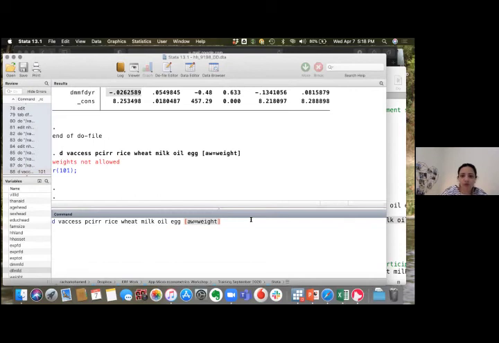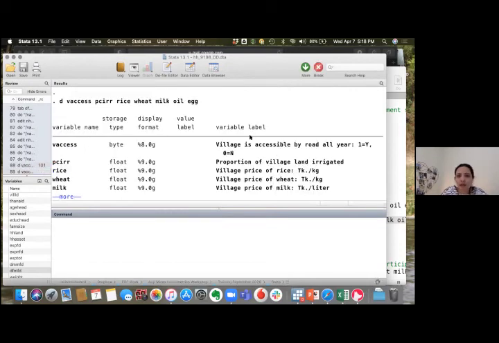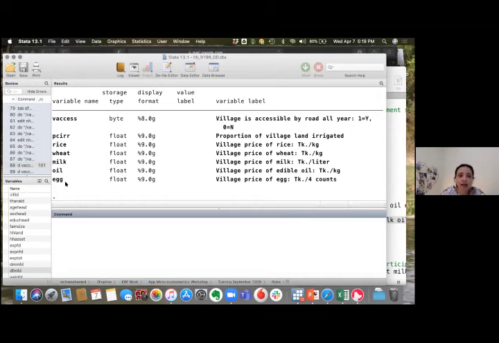We include as well if the village has access to a road all year or not. We include the proportion of village land irrigated, and we include prices of some of the groups in total expenditure. Prices of the main expenditure groups or components like rice, wheat, milk, eggs, and oil. So these are other characteristics or variables, in addition to the household or head characteristics, that would affect the total expenditure per capita. And here, as you notice, we are including it at the village level, otherwise there will not be enough variation.